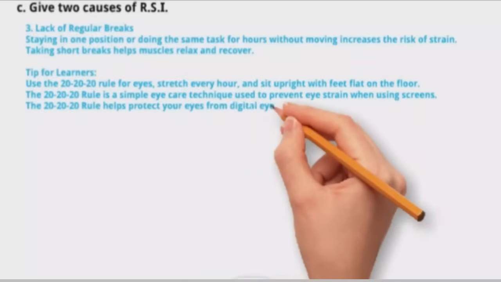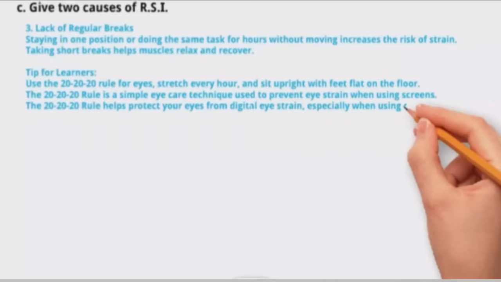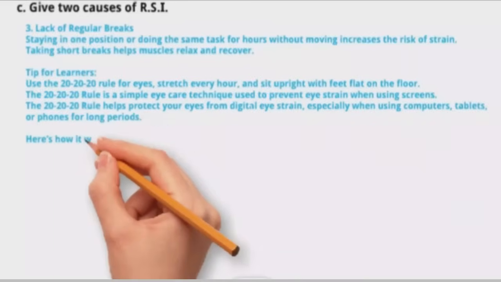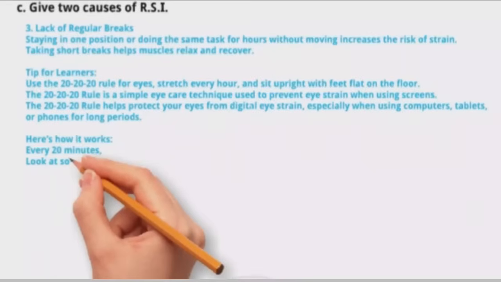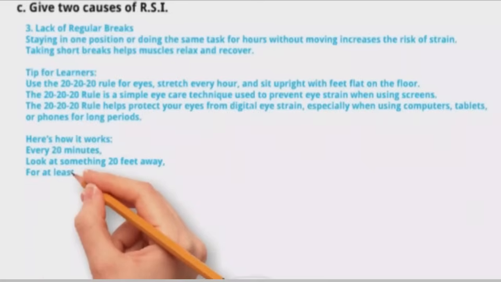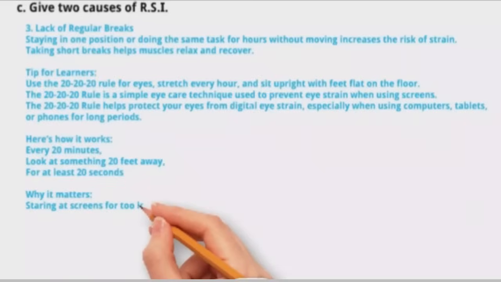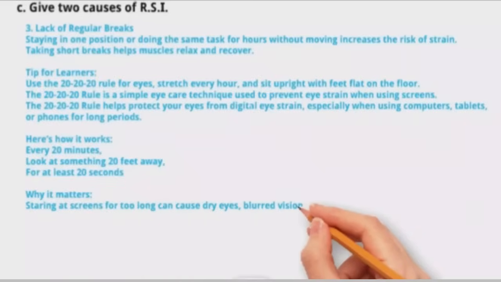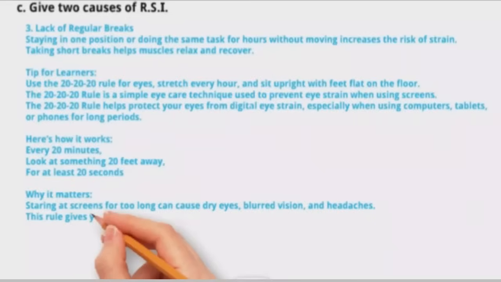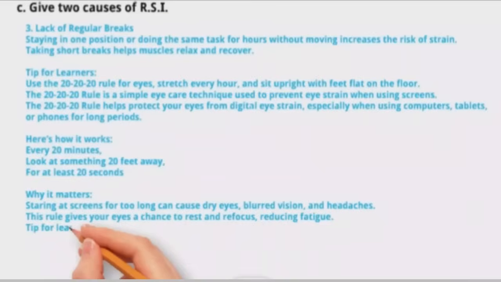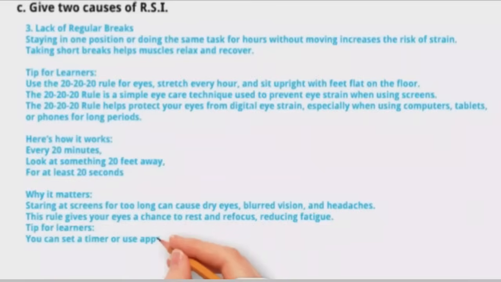The 20-20-20 rule helps protect your eyes from digital eye strain, especially when using computers, tablets, or phones for long periods. Here's how it works. Every 20 minutes, look at something 20 feet away for at least 20 seconds. Why it matters? Staring at screens for too long can cause dry eyes, blurred vision, and headaches. This rule gives your eyes a chance to rest and refocus, reducing fatigue.